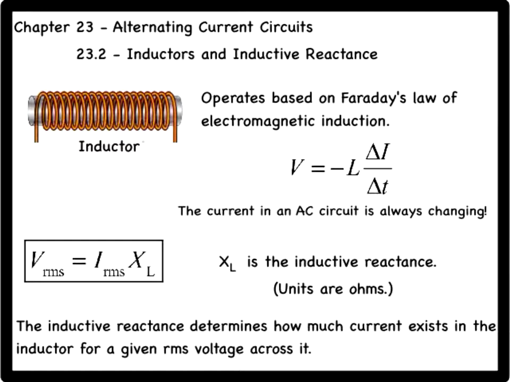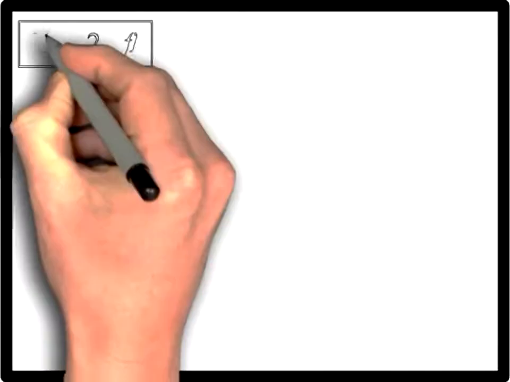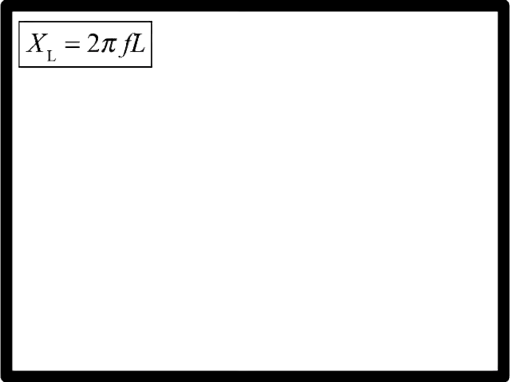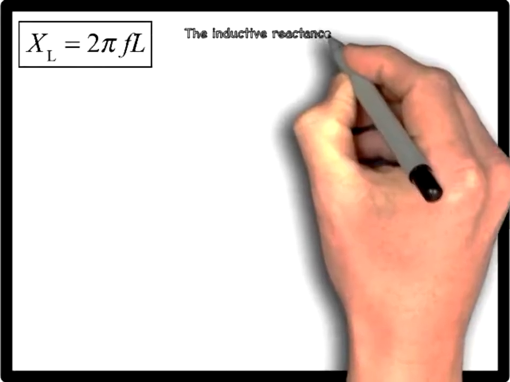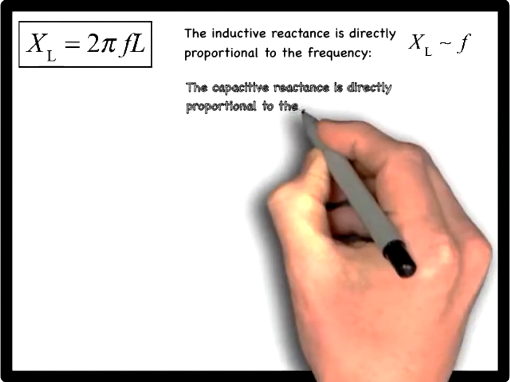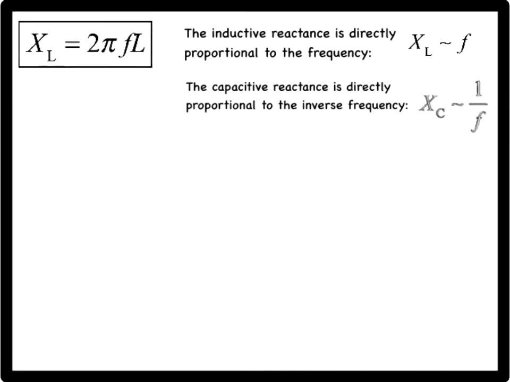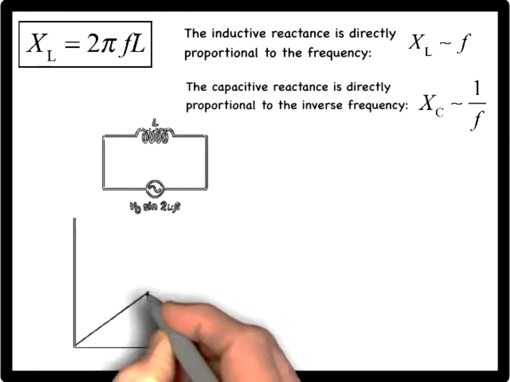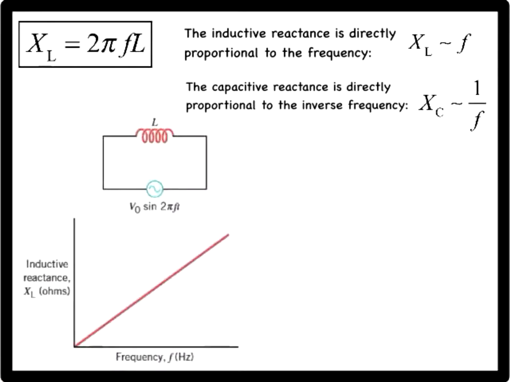It is found experimentally that the inductive reactance is directly proportional to the frequency and the inductance, as indicated by the following relationship. This relation indicates that the larger the inductance, the larger is the inductive reactance. Note that the inductive reactance is directly proportional to the frequency, whereas the capacitive reactance is inversely proportional to the frequency. The figure shows a graph of the inductive reactance versus frequency for a fixed value of the inductance.